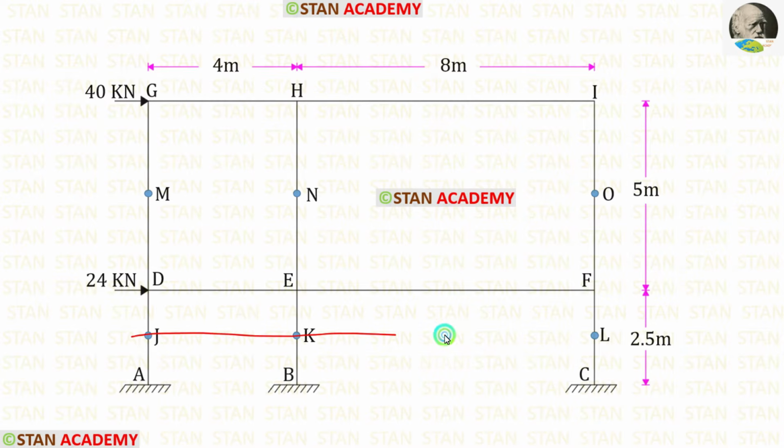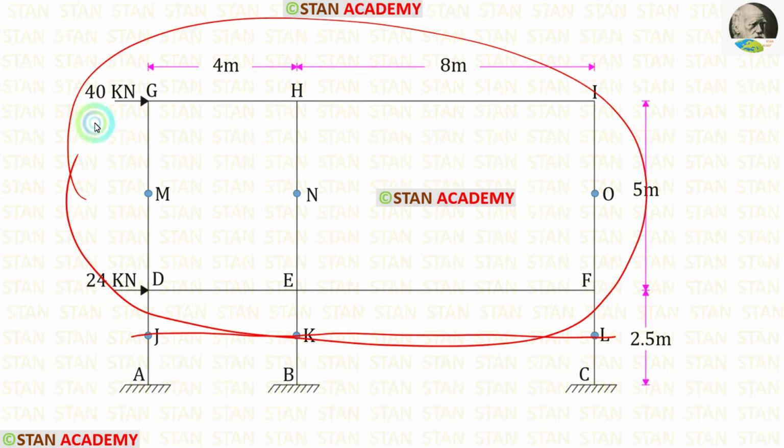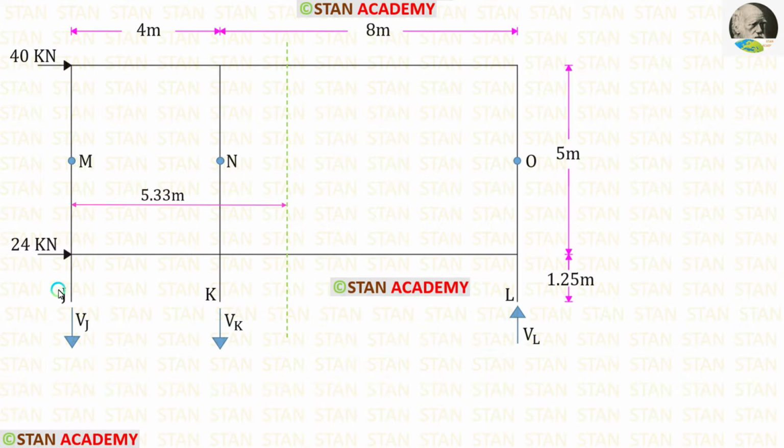From the center of the columns in the bottom story, let us take the top portion. Let us keep the vertical force in the point J as Vj, in the point K as Vk, and in the point L as Vl. In the previous step, we have already calculated x bar, which is equal to 5.33 meter from the left side. We know that on the left side of the center of gravity, the forces will be acting downwards, and on the right side, they will be acting upwards.